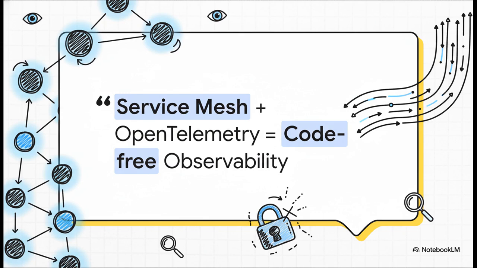But what if there was a way to get all that deep visibility without touching a single line of your application code? Well, that's the magic formula we're diving into. It's the combination of a service mesh and OpenTelemetry, which is this amazing open source standard for telemetry data that gives us what we call zero-code observability. It's a total game changer.